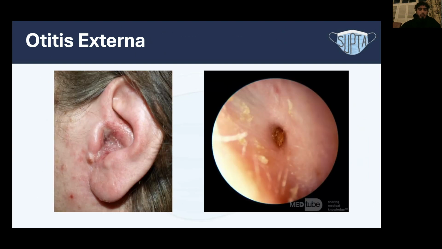So here are just some images. On the left is what we'll see externally. On the right is a severe case of canal stenosis. As you can see, sound is not going to get through that. The patient's really going to struggle to hear.